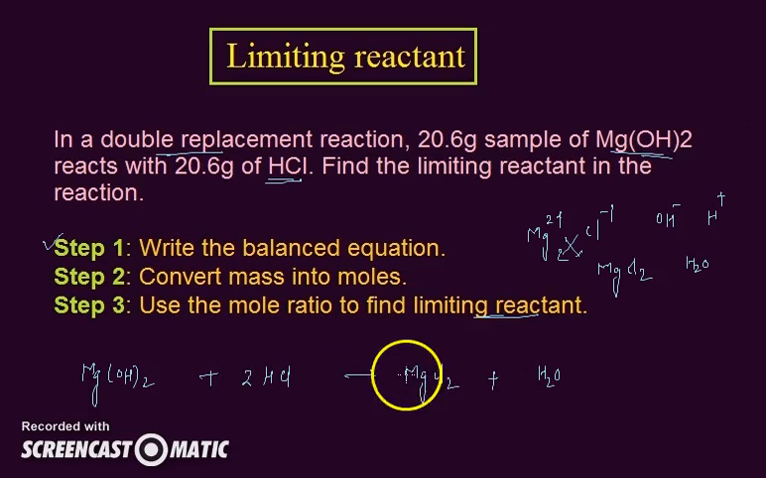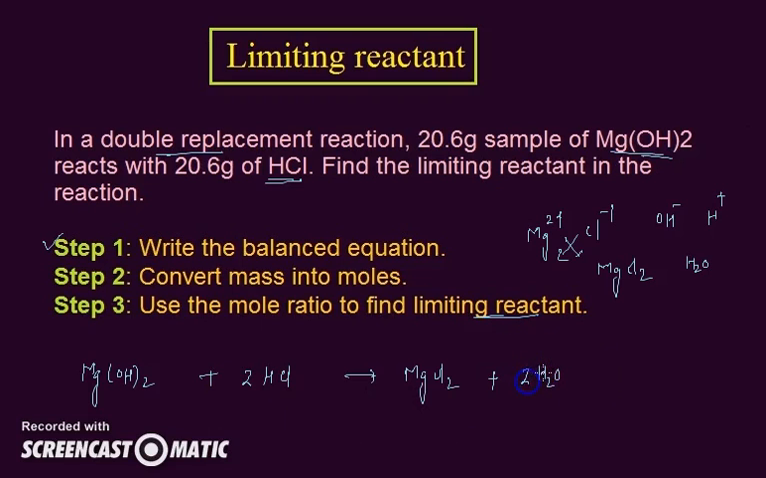Now we balance the number of hydrogen atoms in this equation. Magnesium hydroxide has 2 hydrogen atoms. 2 moles of hydrochloric acid have 2 hydrogen atoms. It means that the total number of hydrogen atoms on the left side is 4, but we have only 2 hydrogen atoms on the right side.